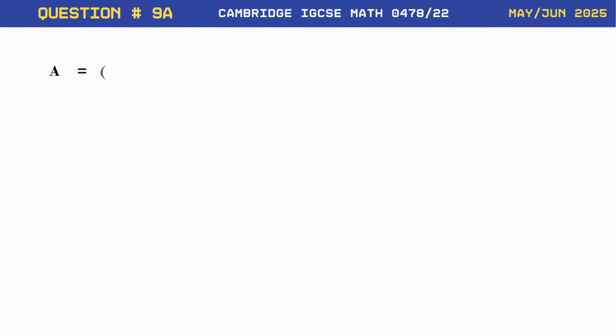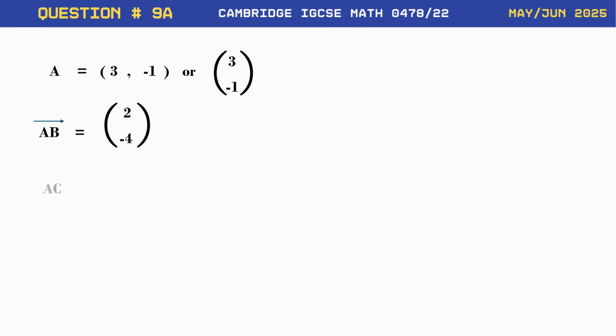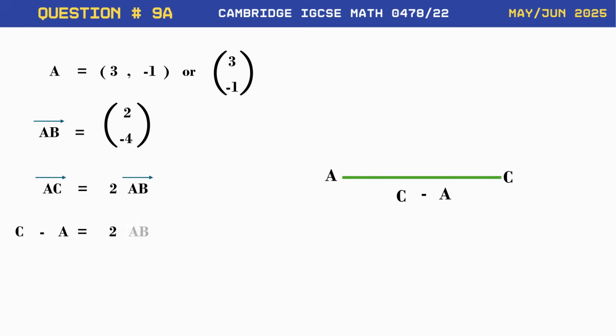In this question, we are given point A (3, -1), which can be written in vector form too, vector AB (2, -4), and a relation between two vectors: vector AC equals double of vector AB. Now, vector AC is a vector with 2 points, A and C, so it can be written as AC equals C minus A. Let's substitute it in the equation, so our equation will become C minus A equals 2AB. Moving A to the right-hand side will result in the equation C equals 2AB plus A.